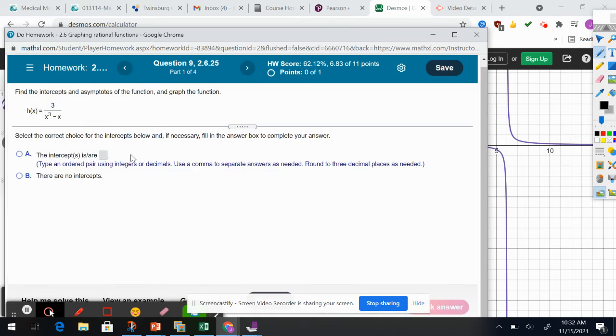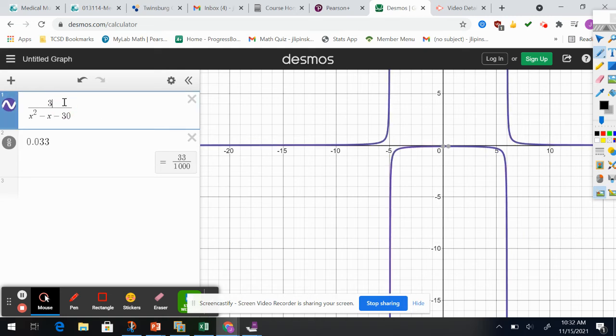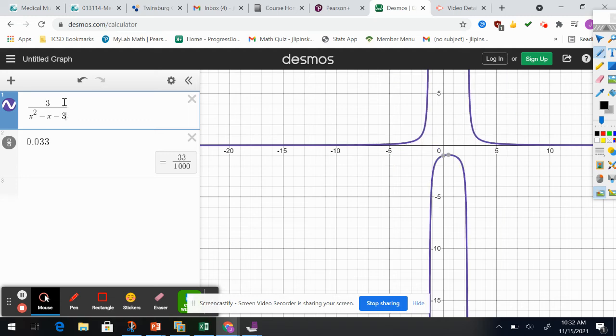Number 9, same exact type of problem. I want to look at one that has a different, actually, you know what? No, I'm going to do this one. 3 over x cubed minus x, so we're going to graph this.